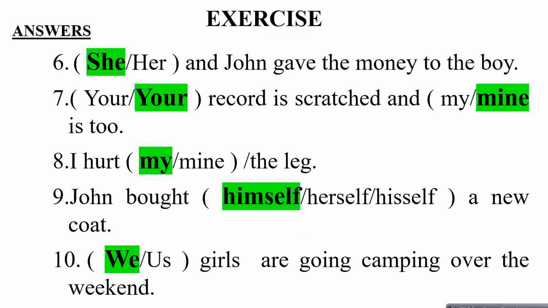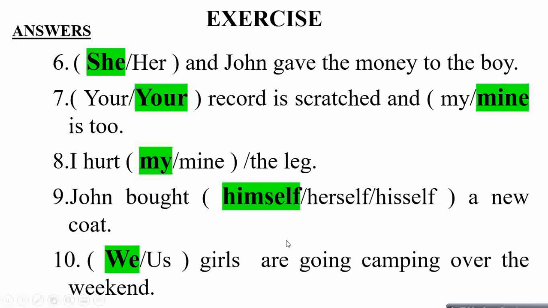Question 9, John bought himself, herself or hisself a new coat. Hisself is not a right word at all. So the left are himself and herself. John is a boy, supposedly. So it is going to be himself a new coat.